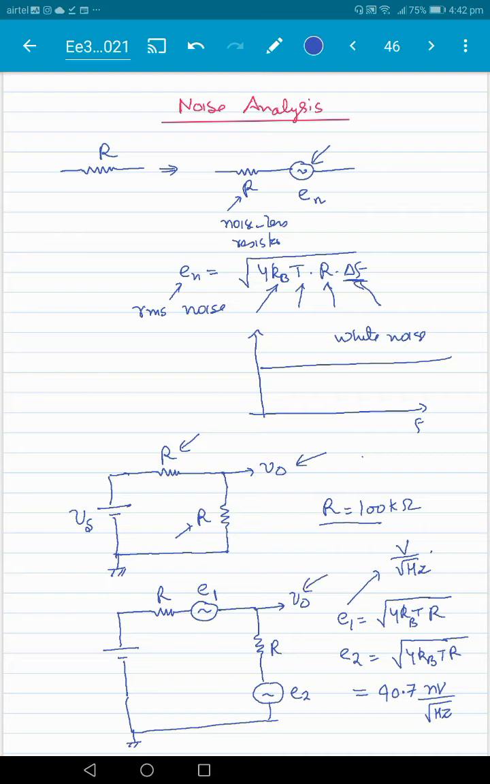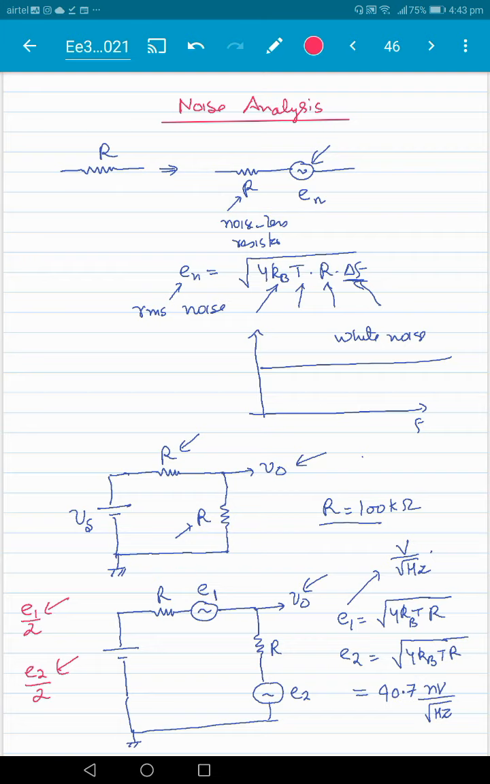So let's calculate. So first note that noise is small. It's a linear circuit, so we can calculate the noise due to E1 at the output and the noise due to E2 at the output. In both cases it is straightforward to see that the noise, for example, due to E1 would be equal to E1 by 2, because it's a voltage divider. And similarly, noise due to E2 will also be equal to E2 by 2 here. So each one of them is contributing a component, E1 by 2 and E2 by 2.